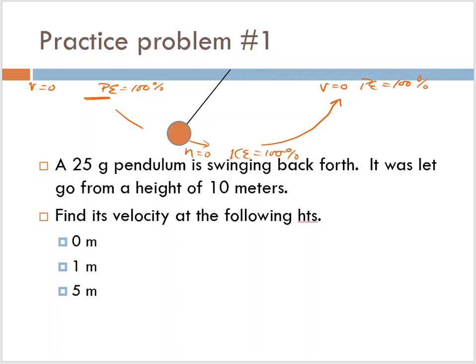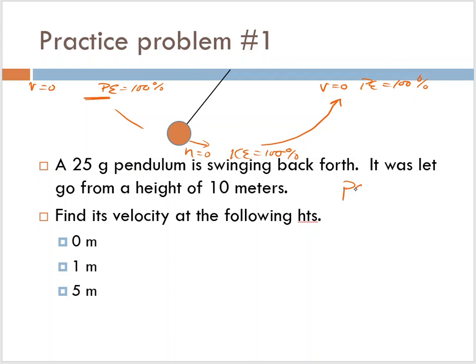Well, they want us to find its velocity at the following heights. So let's find out how much maximum potential energy there is, and then we can start to convert it. We can find out how much potential energy it's lost and how much kinetic energy it must have gained or transferred, whichever word you want to use. So I'm going to start here at 10 meters.